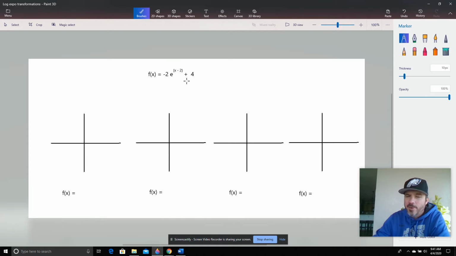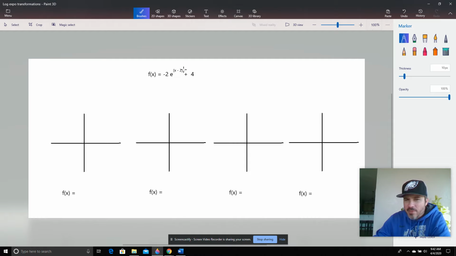So first thing, know your parent function, which also includes what kind of exponential function. Well, the base here is e, which is 2.71 and so on, but definitely more than 1. So we have a growth function. And we know a couple other things.